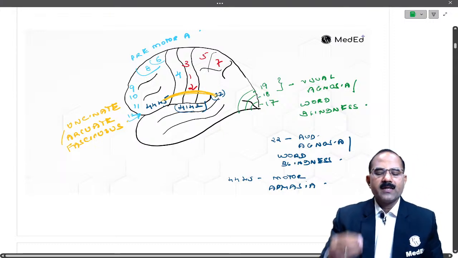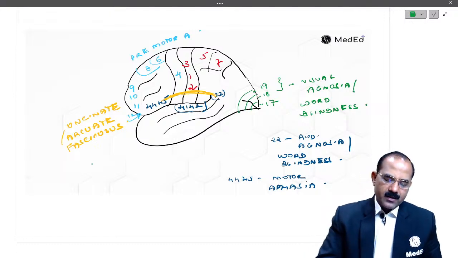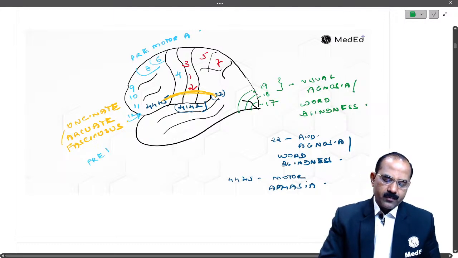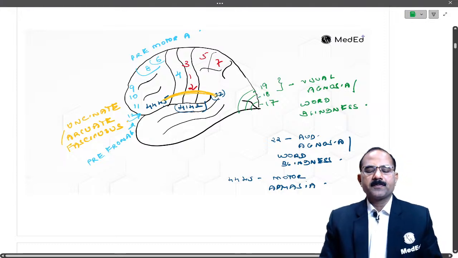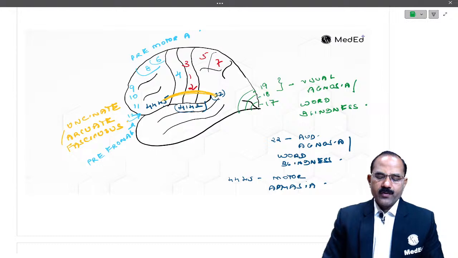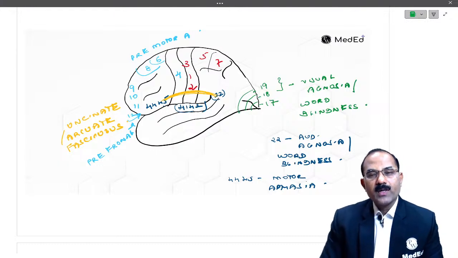This, number 8, is known as the frontal eye field. This is what we call the prefrontal areas. Yes, Shivkumar, very good. Clear to all of you? So 9, 10, 11, 12 are known as prefrontal areas.